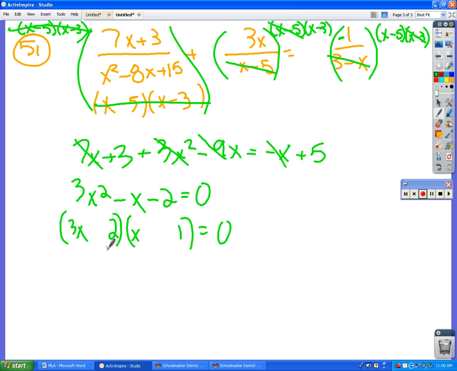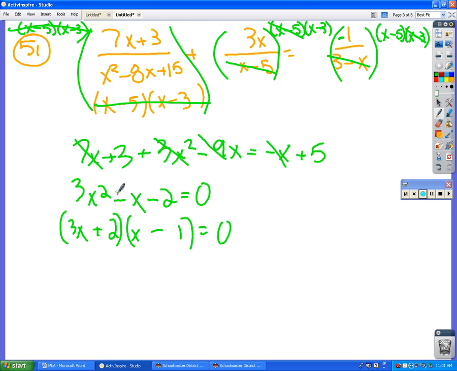I got 1 and negative 2. No, switch sides. Why? Because the 2 has to be bigger because the middle one's negative, because this 3 screws everything up. Because if I go inside right here, I get 2x, but if I go outside, I get negative 3x, and negative 3x plus 2x is negative x.